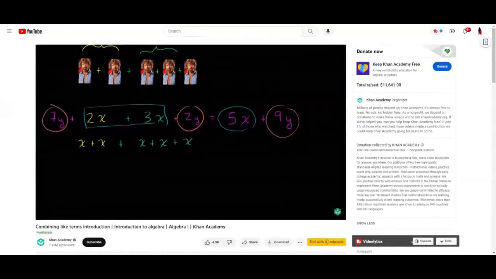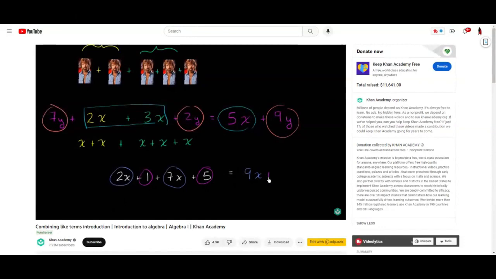Given this, what would happen if I were to have 2x plus 1 plus 7x plus 5? Well, once again, you might be tempted to add the 2 plus the 1, but they're adding different things. These are 2 x's. This is just the number 1. So you really just have to add the x's together. I got 2 x's, and I'm going to add 7 x's to that. Well, that means I now have 9 x's. And then separately, I've got just the abstract number 1, and then I got another 5. 1 plus 5 is going to be equal to 6.